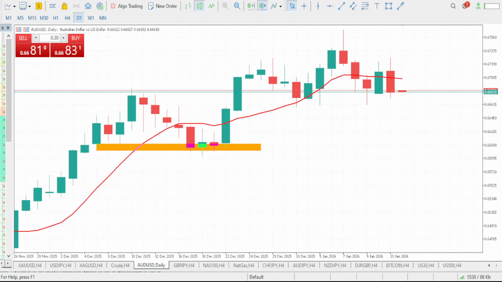So let's take a look at what we'll be expecting for the day on our AUD/USD.